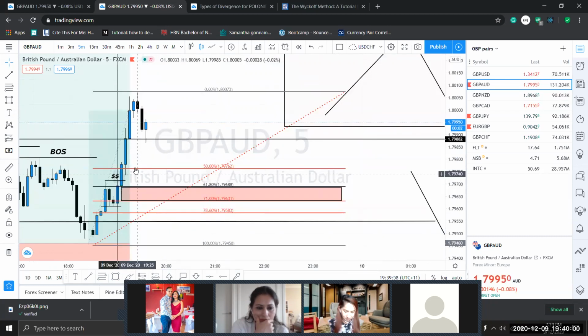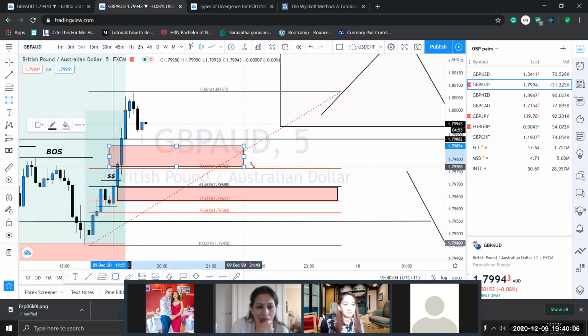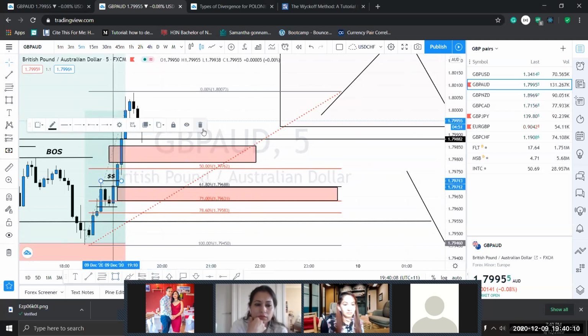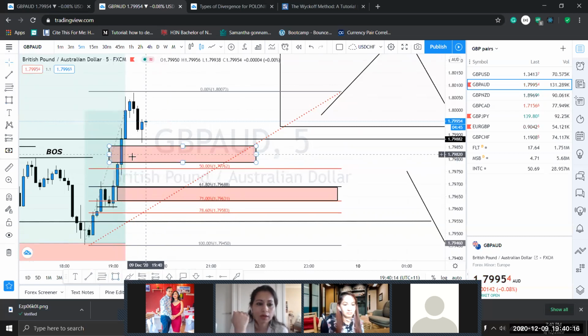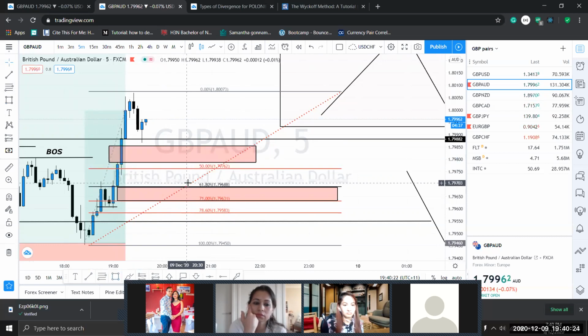Okay, because why? We have imbalance over here. In this place we have imbalance. This imbalance. Let me delete this. There is also imbalance, but most of the time the bigger imbalance is likely to get filled up, and at this 50%, 61.8, you can get in this trade.